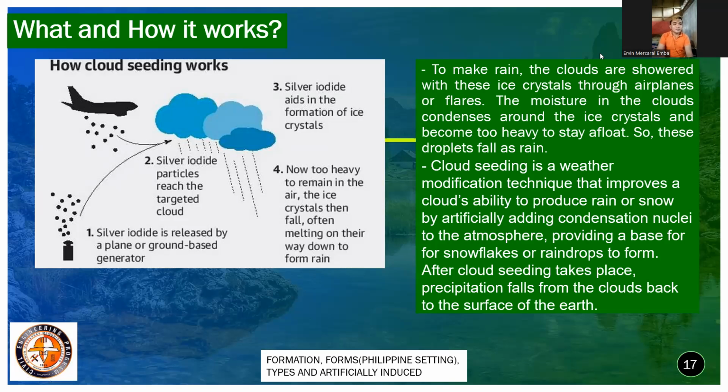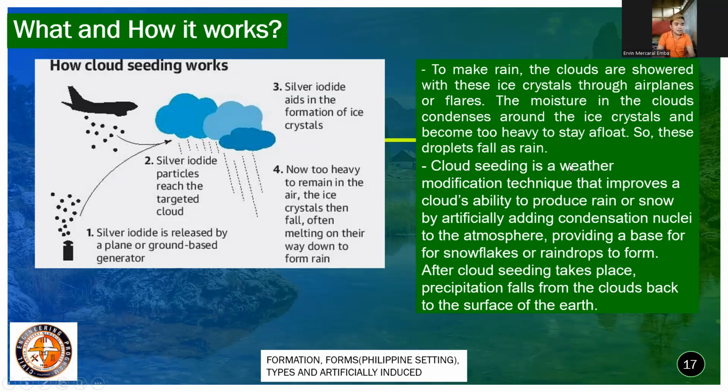So okay. To make rain, the clouds are showered with ice crystals through airplanes or layers. The moisture in the clouds condenses around the ice crystals and becomes too heavy to stay afloat. So these droplets fall as rain. So this is my explanation within this illustration. You can read it.